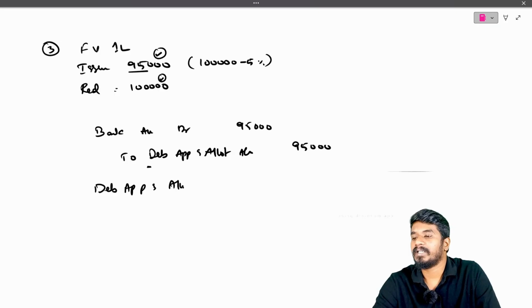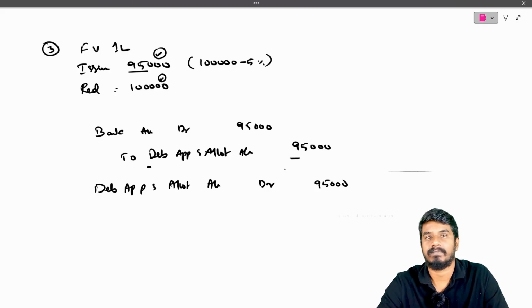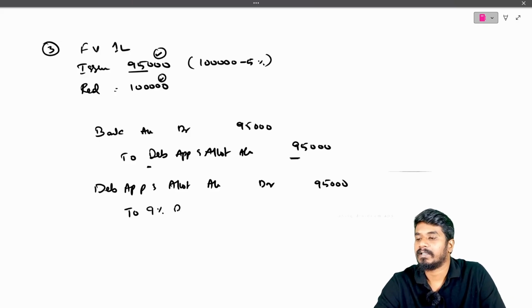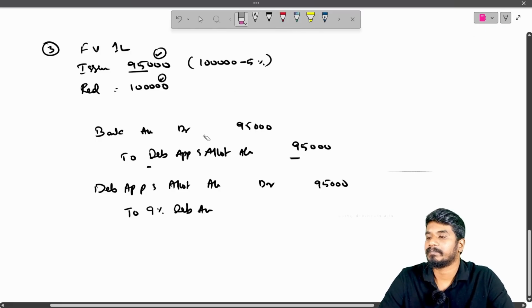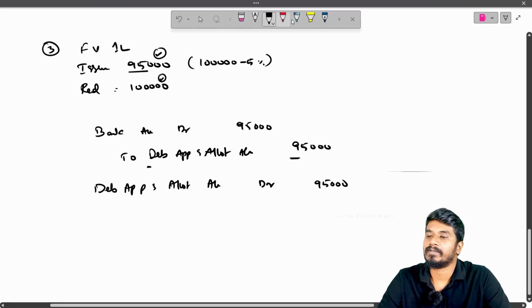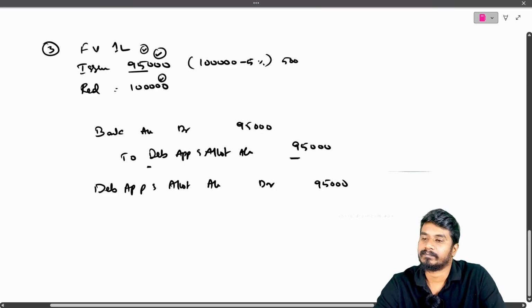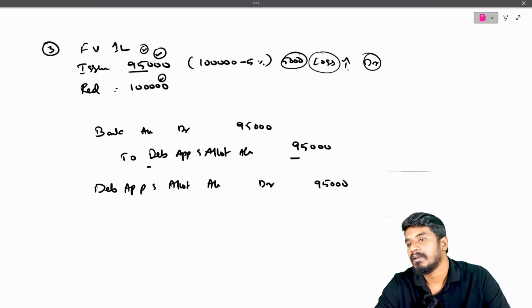Application and allotment account will get debited for how much? It is for 95,000, whatever we have done, right? To 9% debenture account, how much we need to transfer? Let me give a space here, because we have loss also, correct? So 5,000 we are getting loss. So loss, what we will do? If loss increases, we will debit it. You have seen it in the modern rules, correct? So let us go for it.